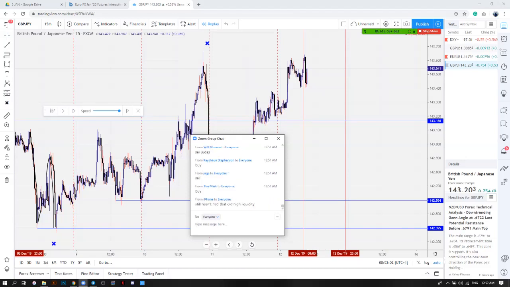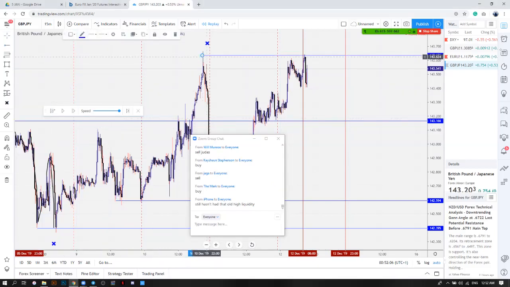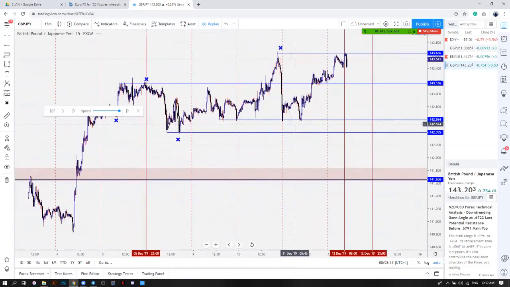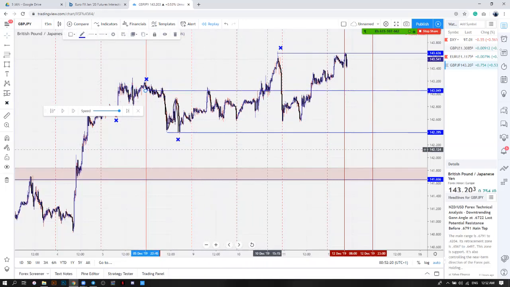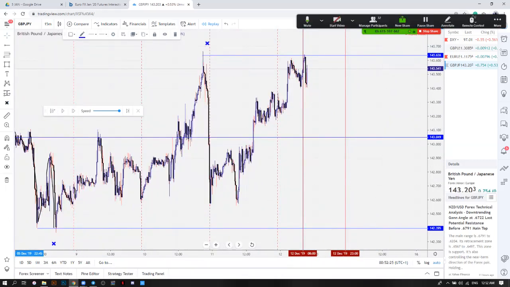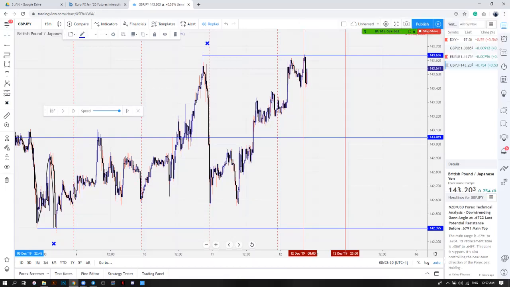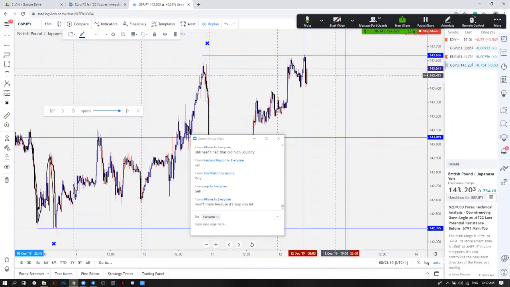Still hasn't had that liquidity. Let's pull out the horizontal ray. Drop. So are you guys selling or buying? I want to get your responses. Sell or buy? This is kind of tricky to everyone. Some say don't trade because it's trapped.